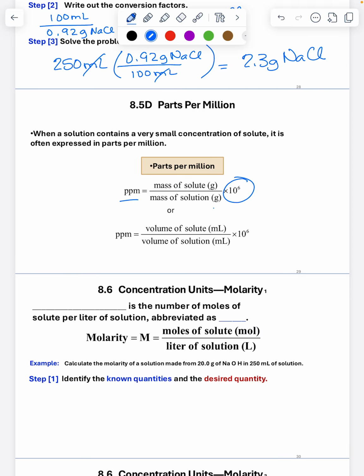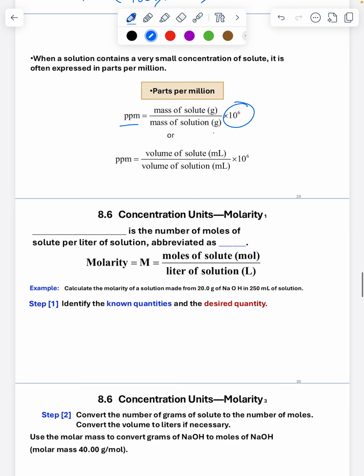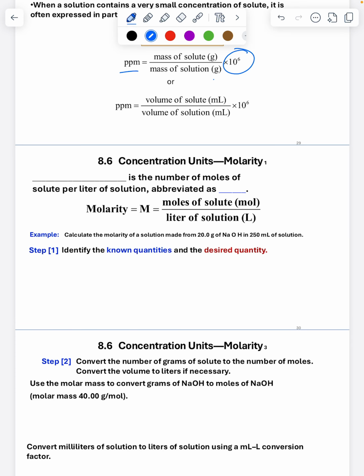All right, another word for concentration is molarity. Molarity is the number of moles of solute per liter of solution. And the abbreviation that we use for molarity is a capital M. Sometimes molarity is also indicated by using brackets around a compound. That also means molarity. And molarity, the equation here, is moles of solute over liters of solution.